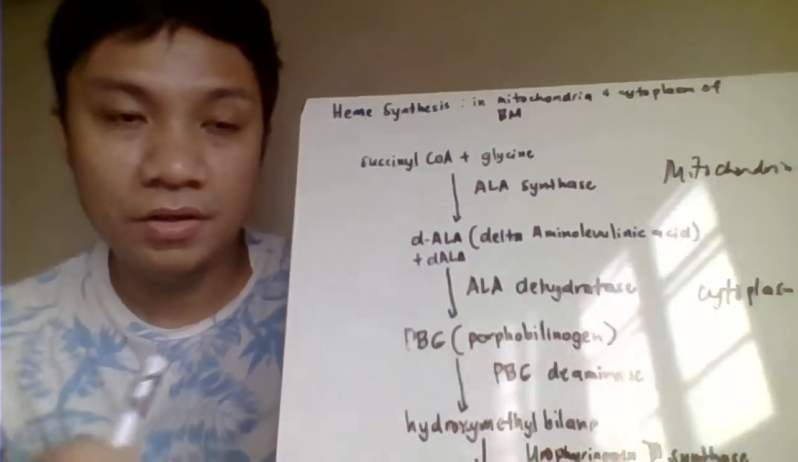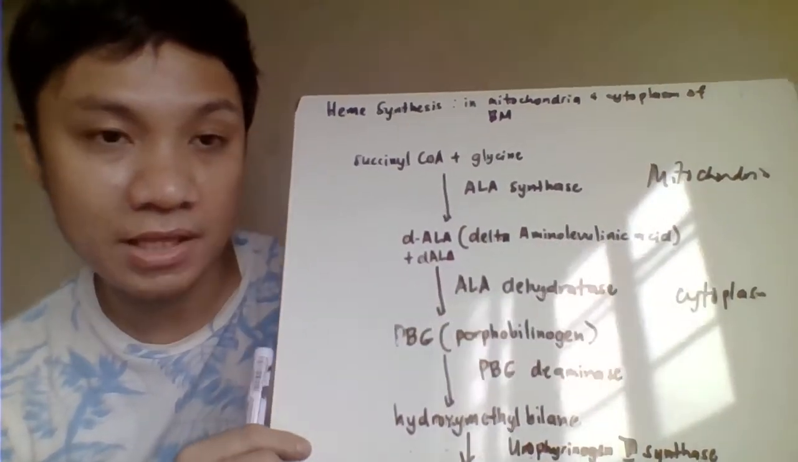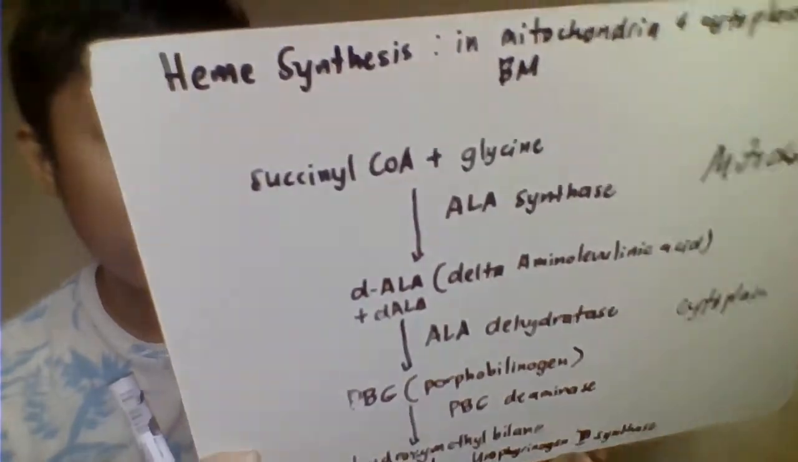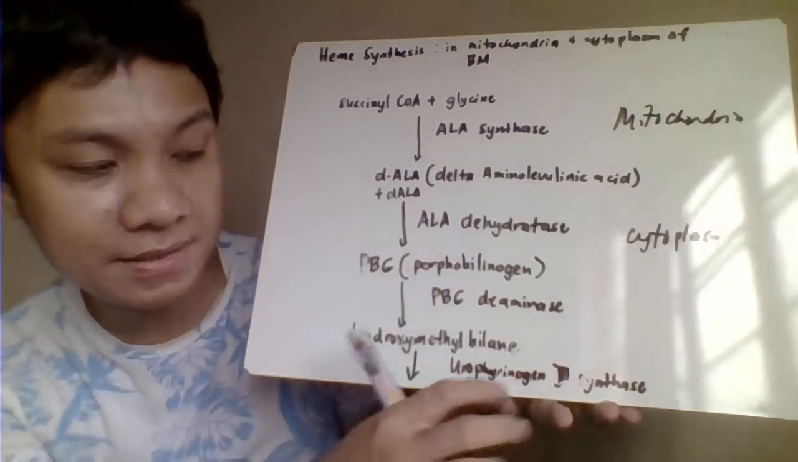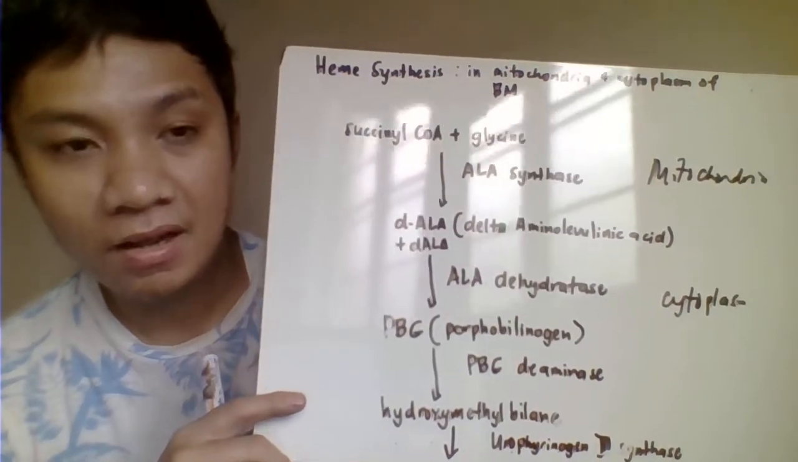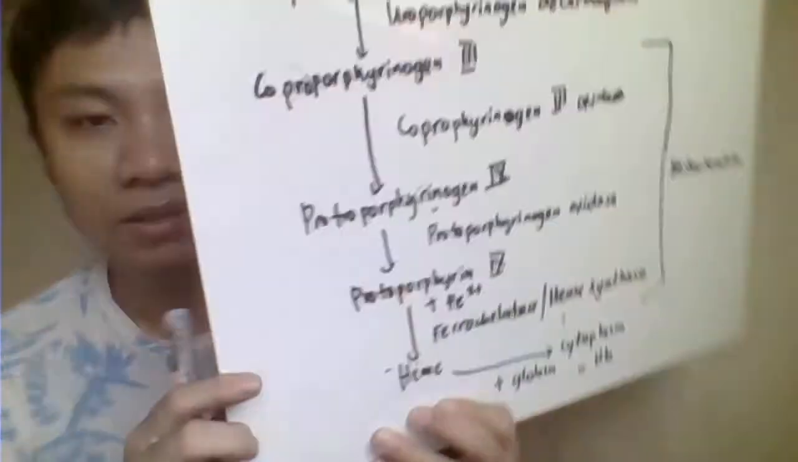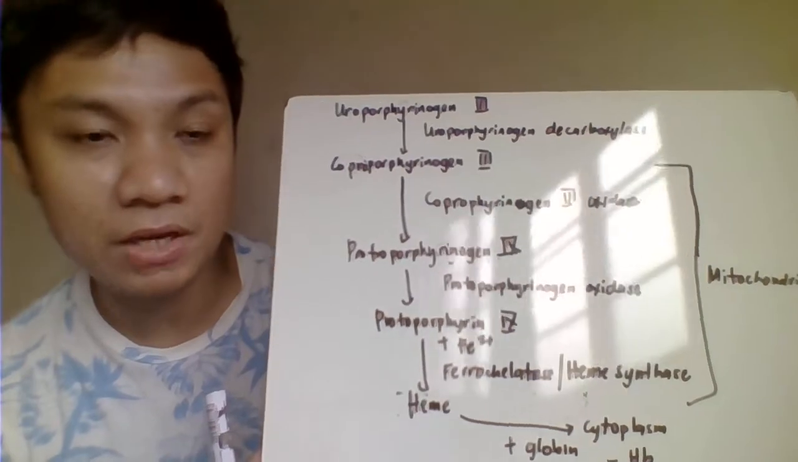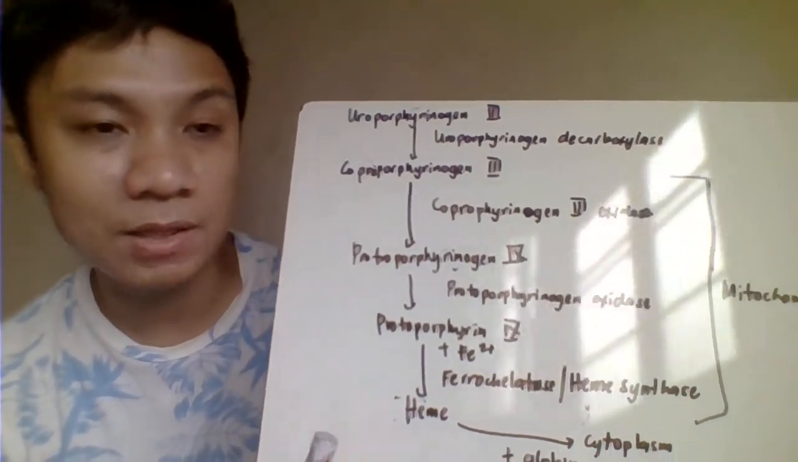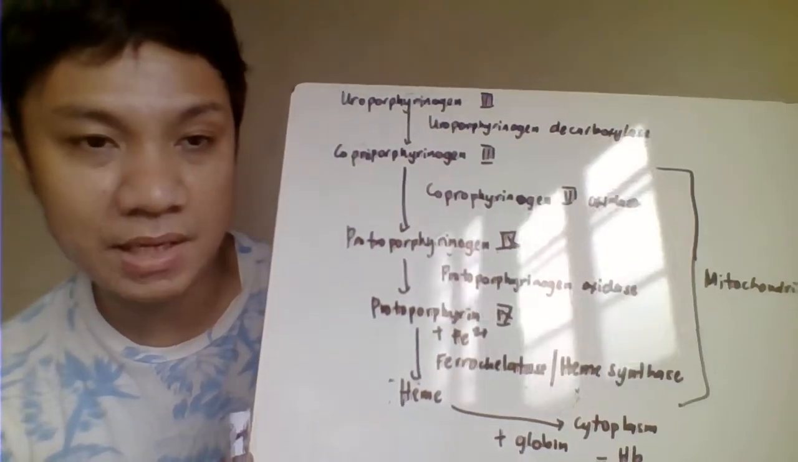Okay, after you have produced your hydroxymethylbilin, it will be converted next to your uroporphyrinogen 3. You'll be needing the enzyme uroporphyrinogen 3 synthase. Okay, anyway, for this pathway, you can refer to your book. There's a pathway for that. Then after that, your uroporphyrinogen 3 will be converted to your coproporphyrinogen 3. That one is catalyzed by the enzyme uroporphyrinogen decarboxylase.